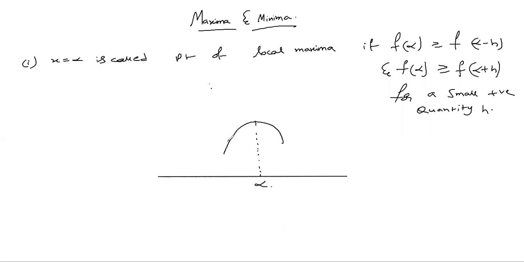Let us take this is alpha. This is alpha minus h. This will be alpha plus h. You can observe that this is f of alpha, which is clearly more than f of alpha minus h, as well as f of alpha plus h. Then x is equal to alpha is called point of local maxima. Okay.